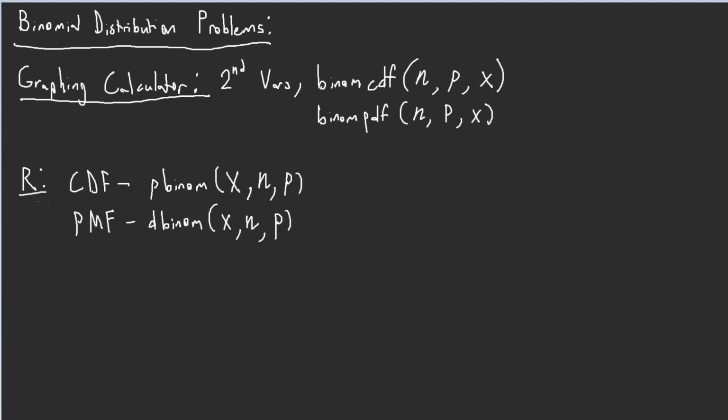If you are using R, on the other hand, like me, then your CDF is going to somewhat counterintuitively correspond to pbinom, and then you're going to input the observed number, the number of trials, and the probability. And if you are after the probability mass function, you're going to use the dbinom function with the same exact inputs. All right, so now that we have that information, let's actually get into solving some of these problems.